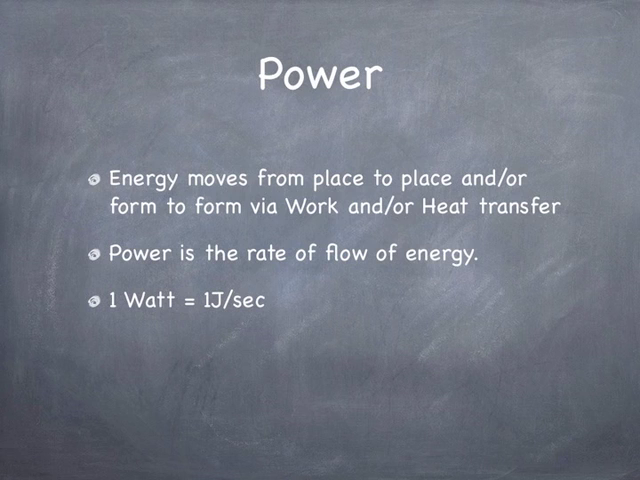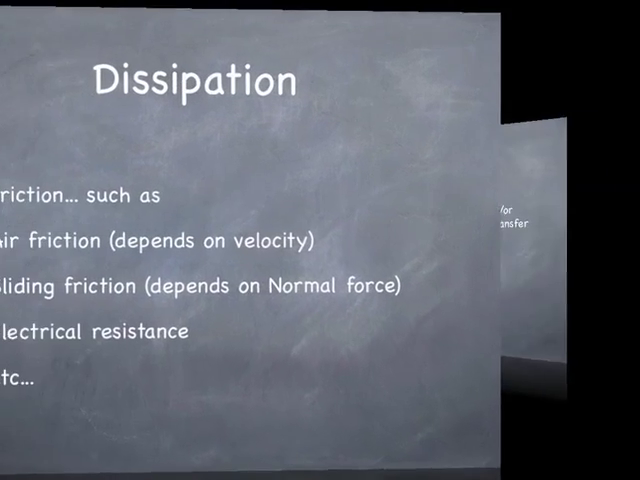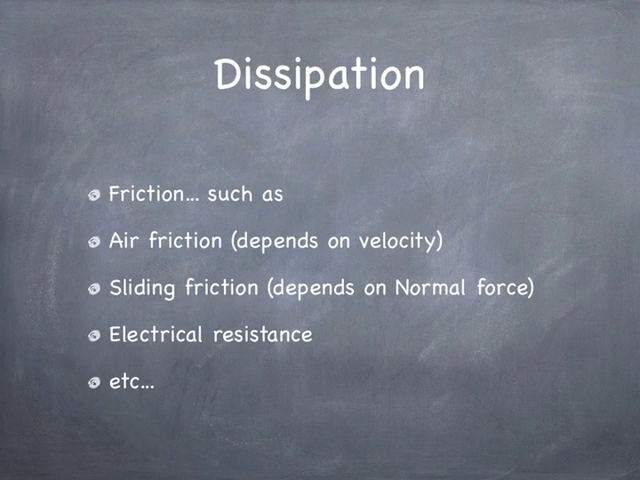But basically, when thermal energy goes from place to place, then that can be thought of as a Q in our equation, delta E equals work plus Q, and power is simply the rate at which energy flows, so the rate in time. So a watt is a new unit, which is 1 joule every second, and that's a unit of power. So next is the idea of dissipation.